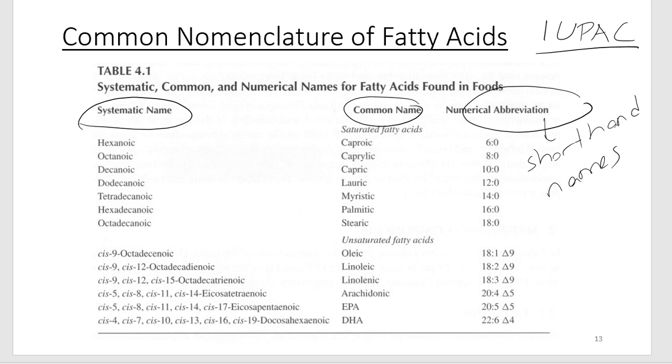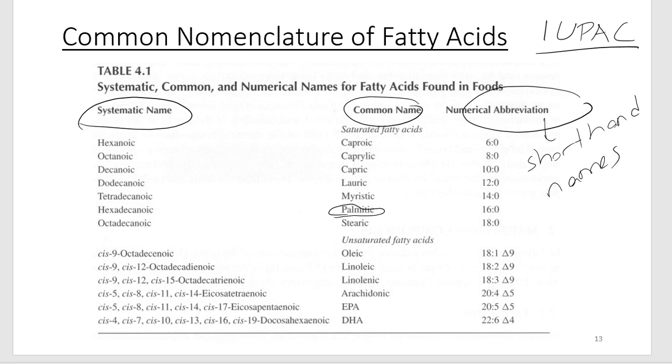Many of the common names originate from the source that the fatty acid is isolated from. For example, palmitic acid. As its name indicates, it's a major component of the oil from the fruit of oil palms. But palmitic acid can also be found in meats, cheeses, butter, and other dairy products.